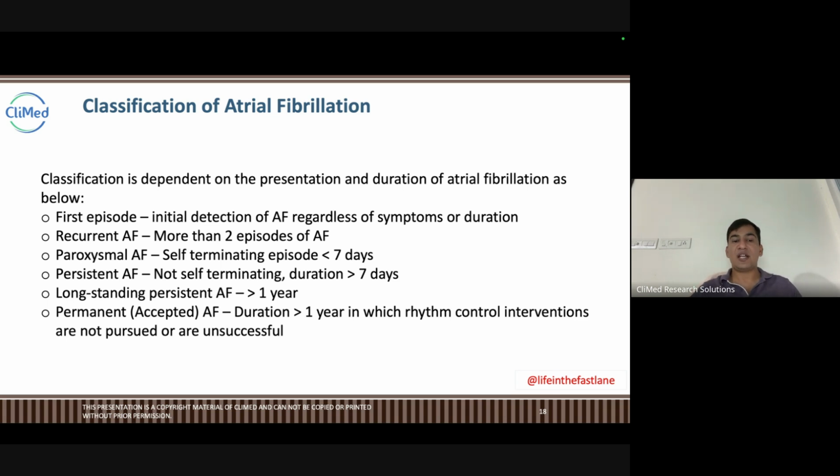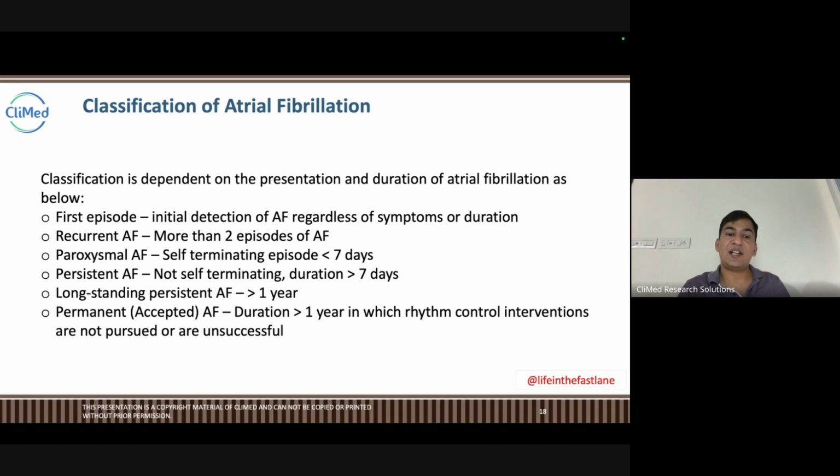Then recurrent AF is two or more episodes of AF. If someone got just one episode of AF, that is called first episode AF. If it appears in two or more episodes at any duration apart, like one today, one after 10 days, 50 days, 1 year, 2 years, it doesn't matter, that is called recurrent AF.